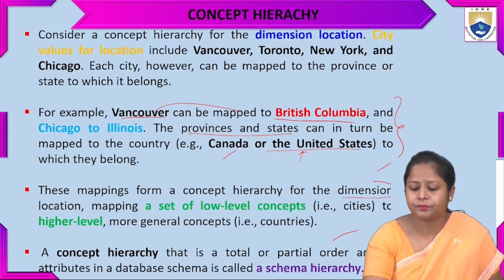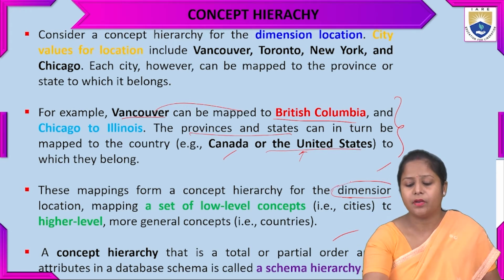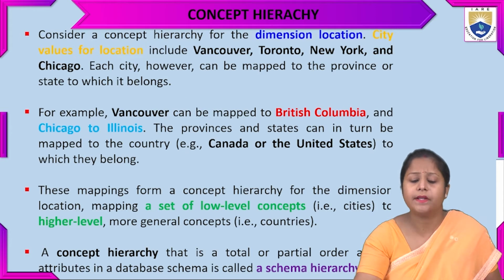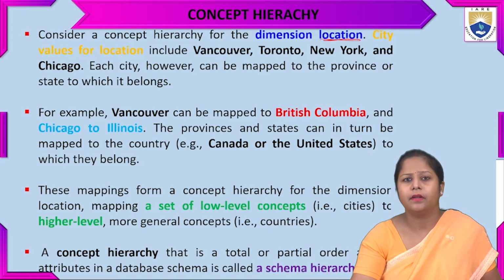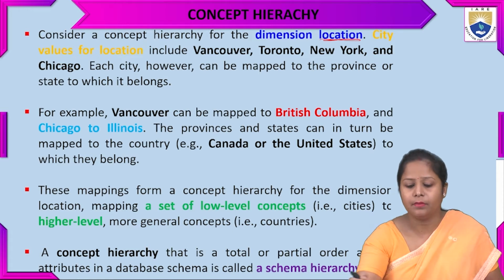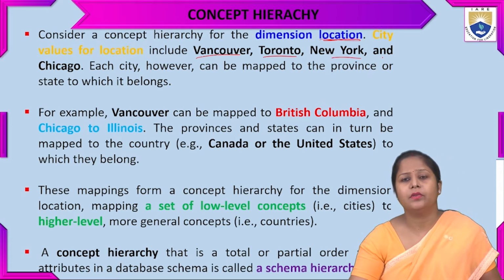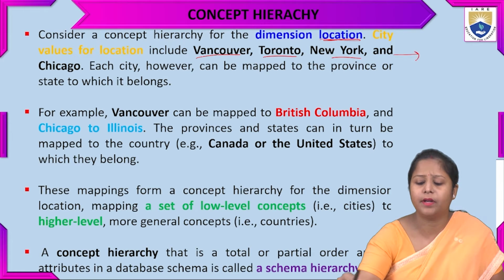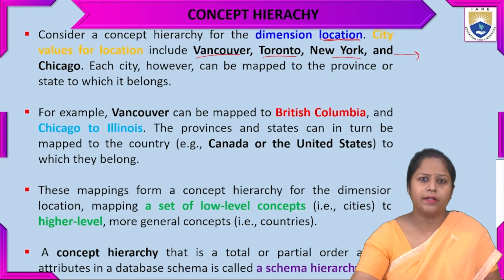So in this example we have taken the dimension of location. If we consider a concept hierarchy for the location dimension, as we have seen in the logical level of the same location, the city values for the location were Vancouver, Toronto, New York and Chicago. So these are the lower level mapping. It will start from the lower level, that is nothing but the city.